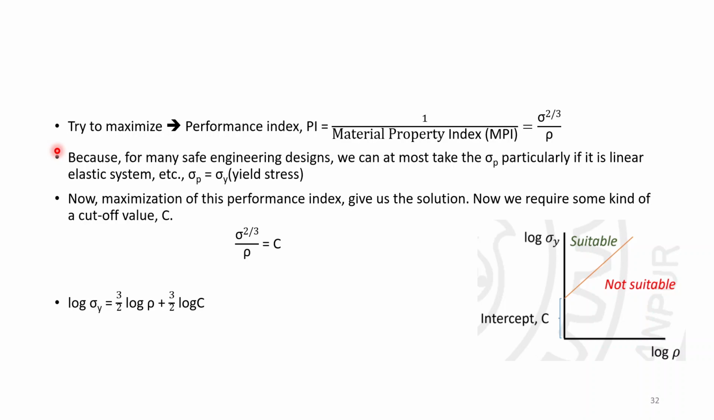Now we require some kind of a cutoff value C. Now this one will be kept equal to C. Now by taking log on both sides, log sigma y equals 3 by 2 log rho plus 3 by 2 log C. Now in this case you have an intercept C and you have a line at a particular slope, so above this you will be finding the search region. This will be suitable. So in this case you will be having low density and high strength.